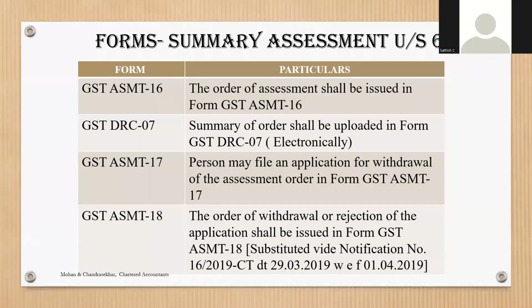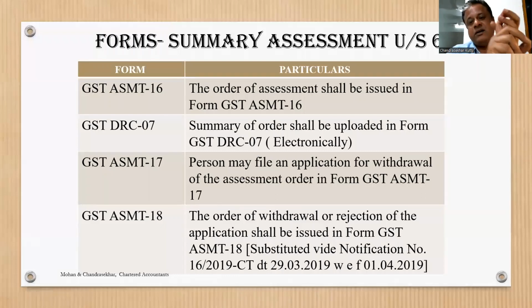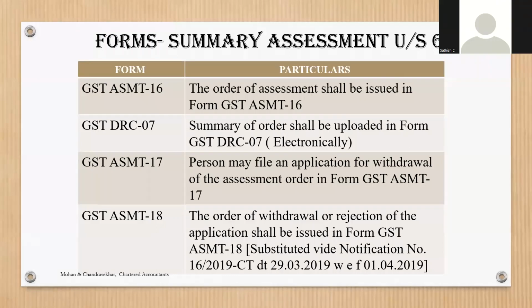See, Section 61 talks about scrutiny. Section 62 talks about non-filers. So if you are a non-filer, he will issue notice under Section 62. Sir, I'm filing the return, but one particular transaction I have not disclosed. So exactly, that's a discrepancy, no? That is a discrepancy you accept?